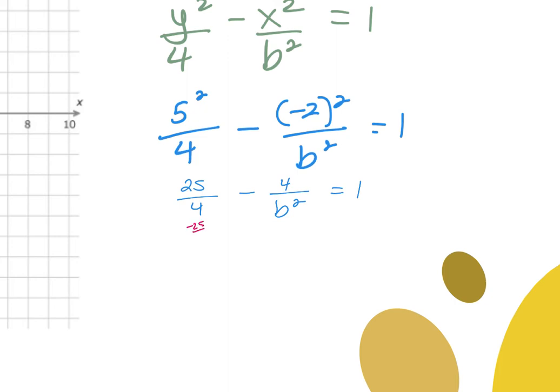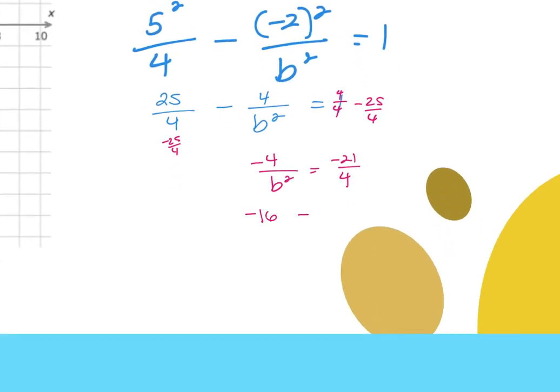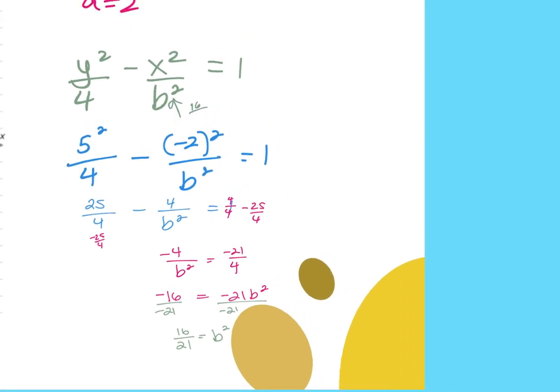Subtract the 25/4. -4 over b squared would equal, this would be 4/4, -21/4. And then cross multiply. -16 equals -21b squared. Divide both sides by -21. And b squared equals 16 over 21. Ew. Because that goes in the bottom, right? I don't need it to be square rooted because it goes in as b squared, but I can't leave a fraction in the bottom.